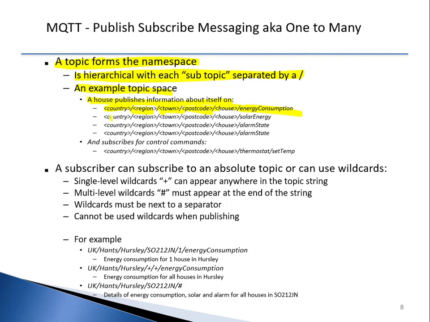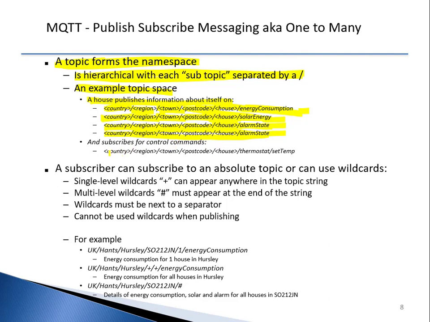Then again we have a country, region, town, postcode, house, and solar energy. Okay, the information about solar energy. Next is the country, again region, town, postcode, house, then alarm state. So there are four different subtopics: energy consumption, solar energy, alarm state, and another alarm state. And a subscriber for controlling the commands.